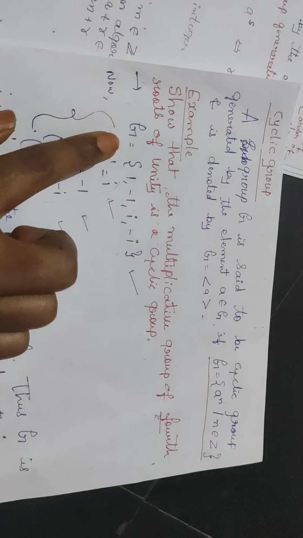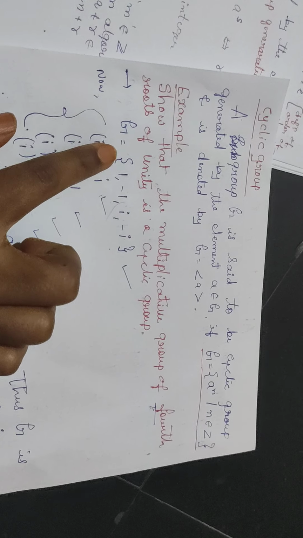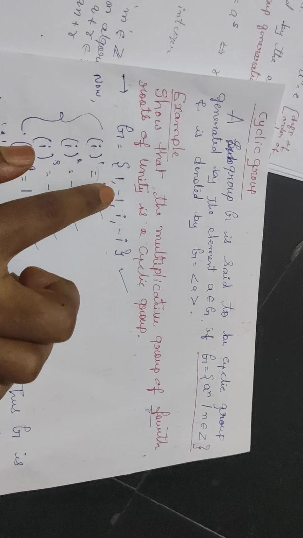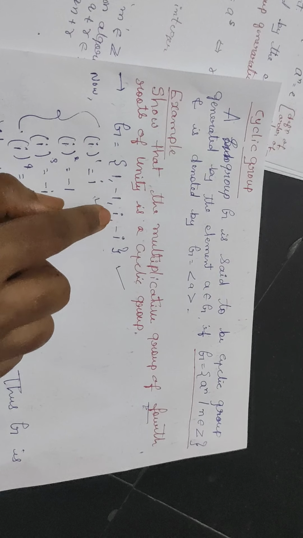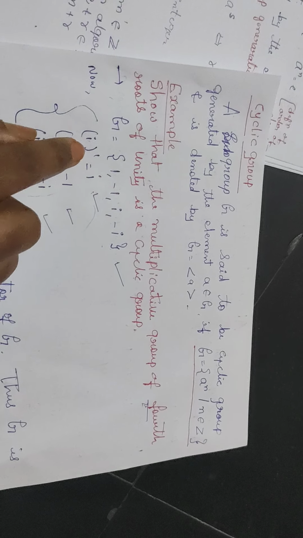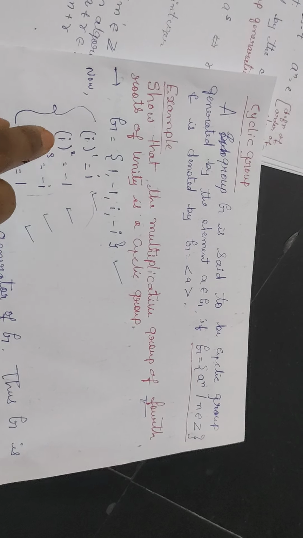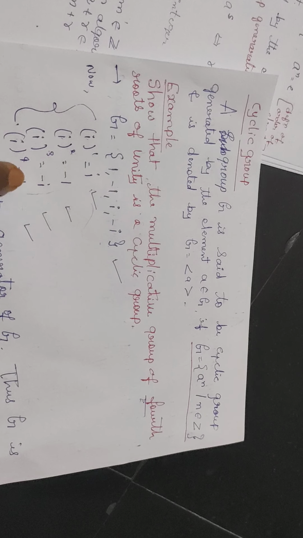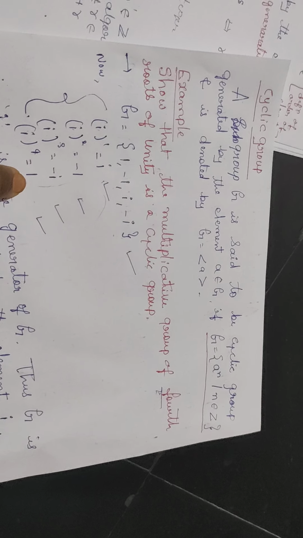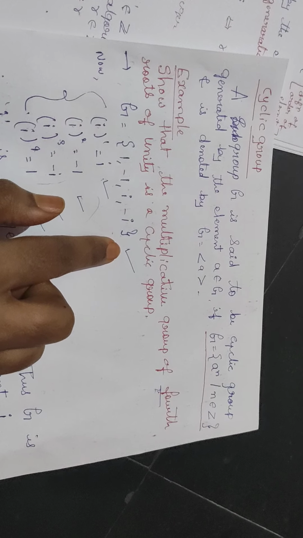For example, we have taken this group. Here it is a group containing 4 elements. Here each element is generated by i, because i power 1 is i, i square is minus 1, i cube is minus i, and i power 4 is 1. So therefore it is a cyclic group.